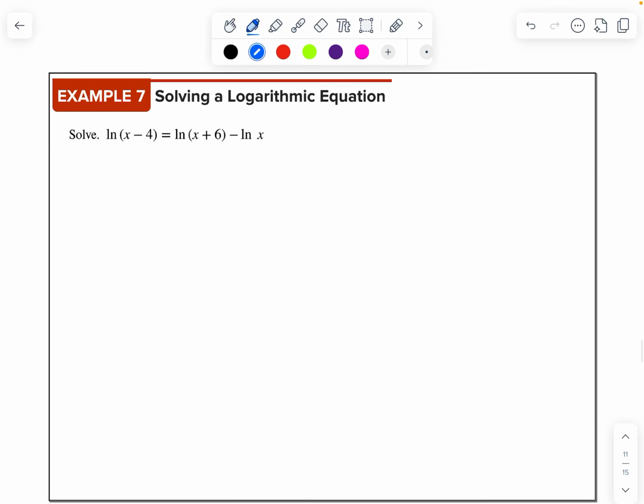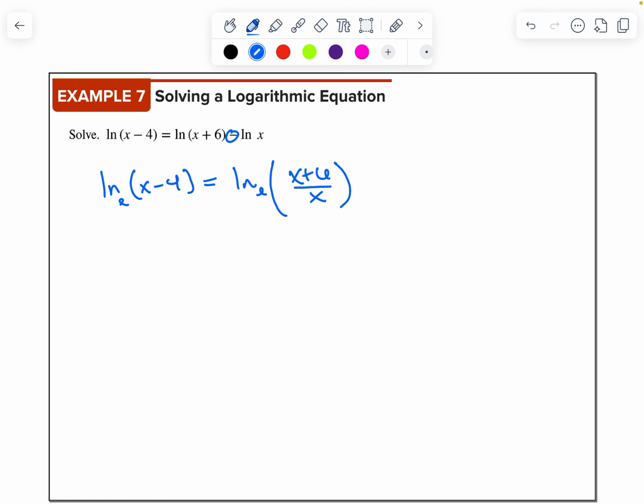We only have one on the left side. That's great. On the right side, this is the quotient rule, where if I have subtraction, that's the same thing as combining it and making it x plus 6 over x, right? That's that quotient rule. Now I only have one logarithm on each side, and notice that they both have the understood base e. Since they both have the same base, then my arguments must be the same. x minus 4 equals x plus 6 over x.